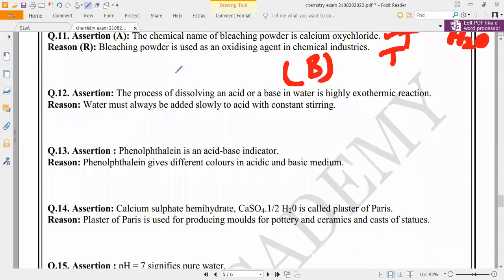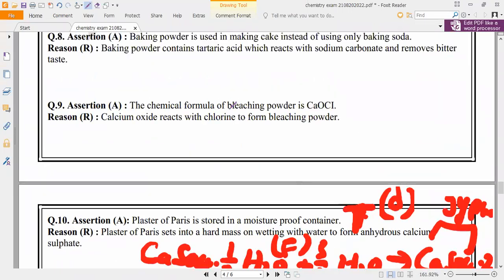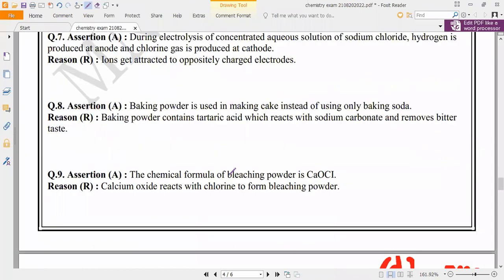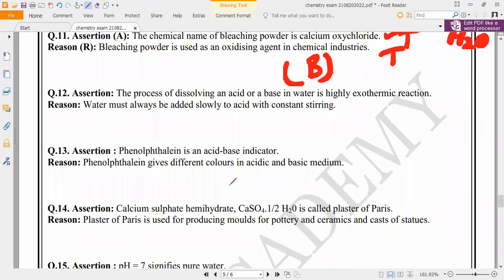The process of dissolving an acid or base in water is a highly exothermic reaction. True, sir. Acid and base, exothermic reaction. Is it true? Yes. Understand? It will release heat energy. It is true only.